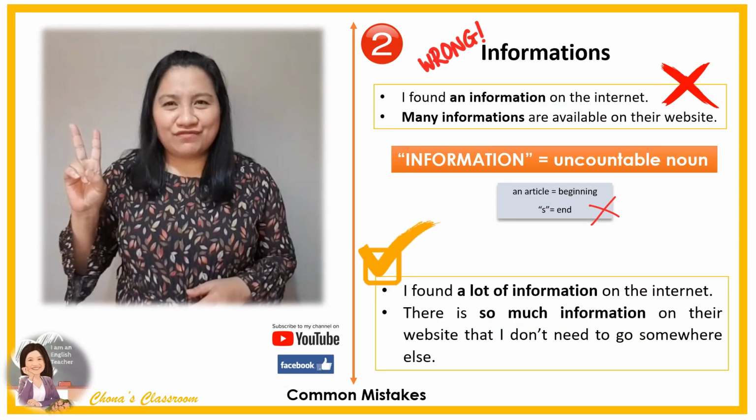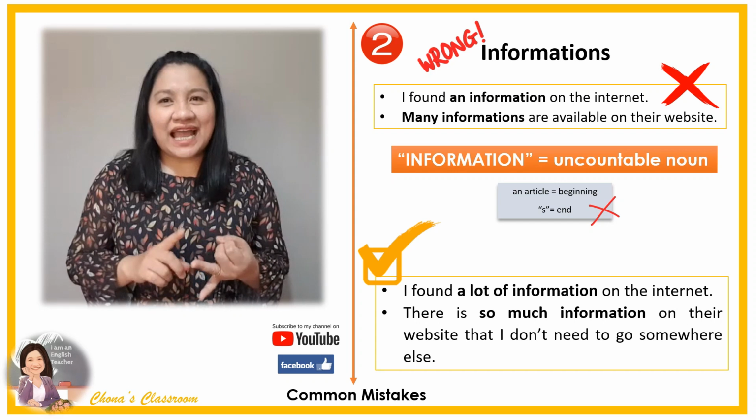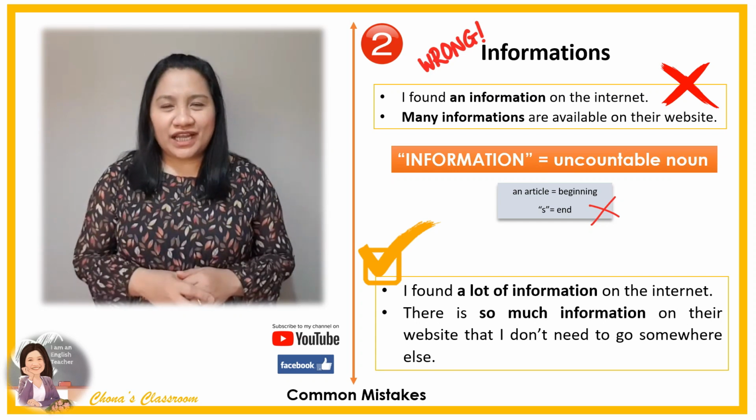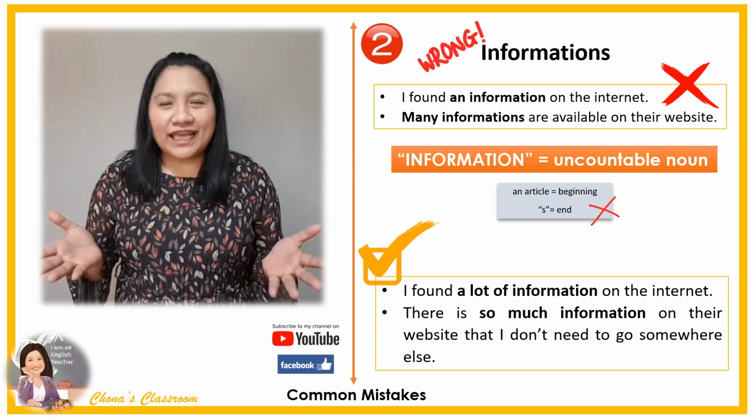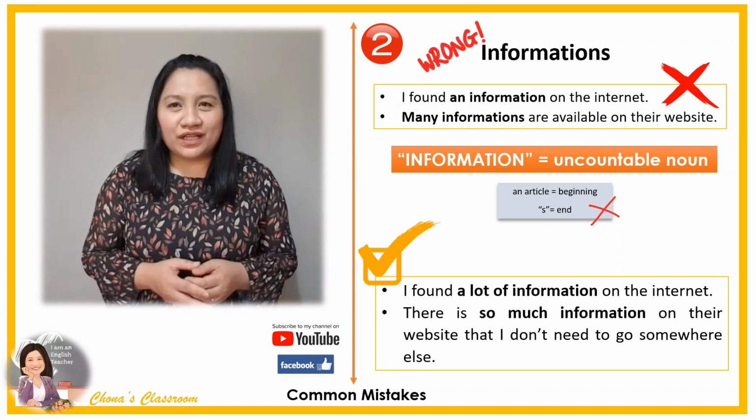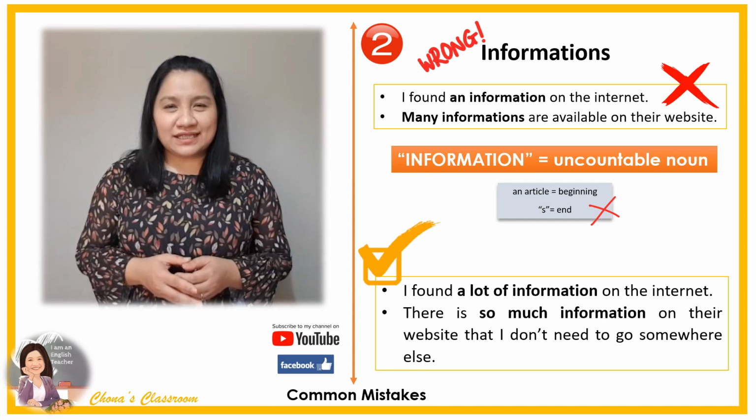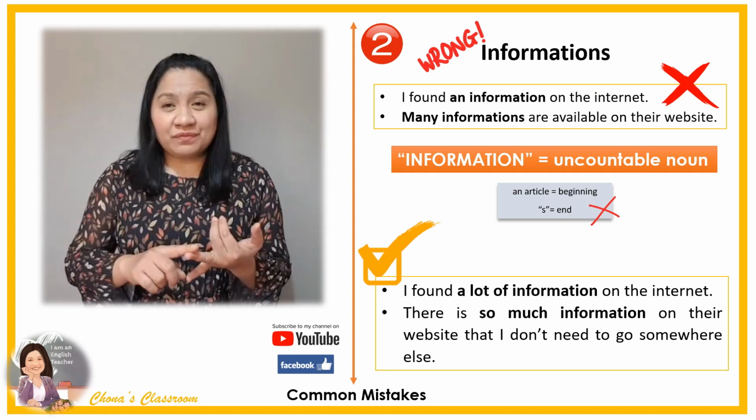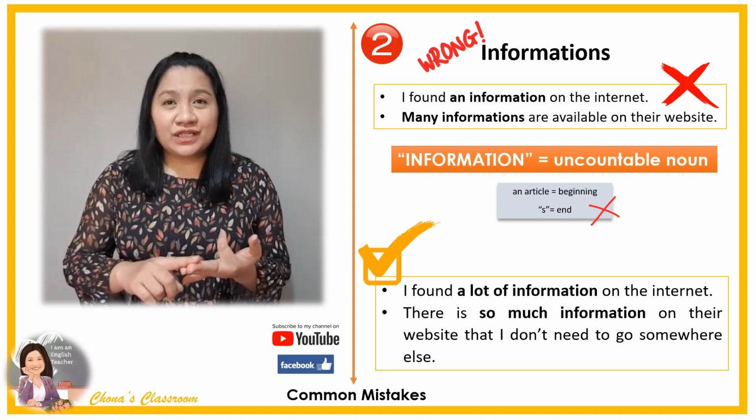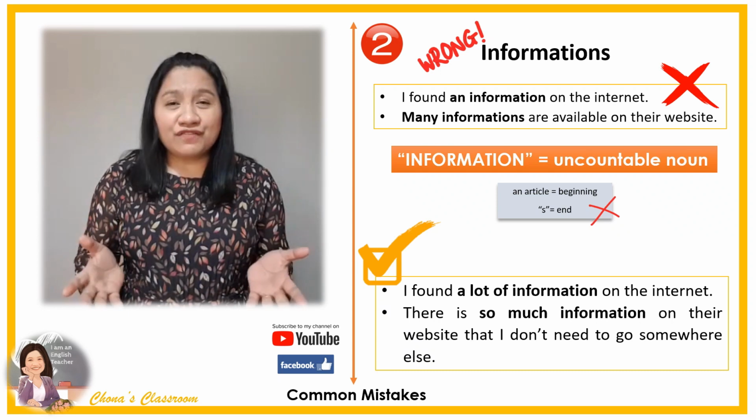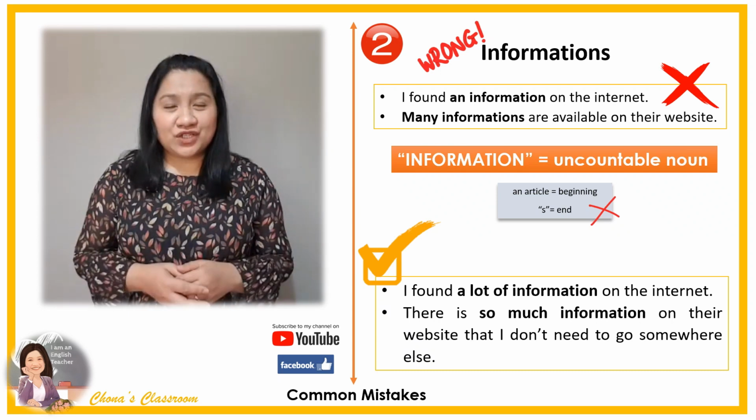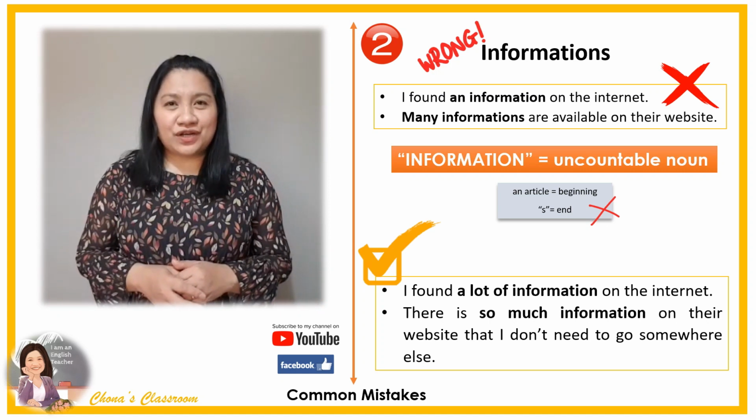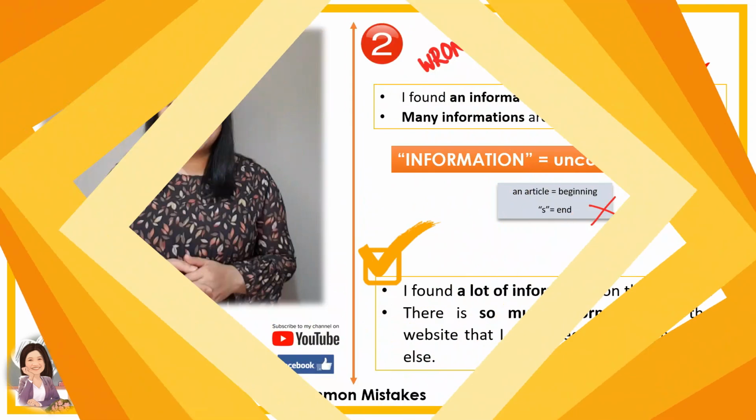Number 2 is about information. Informations, an information, many informations, all of these expressions are incorrect. Like homework, information is uncountable, so the same rule applies. The correct forms are information, a piece of information, a bit of information, some information, a lot of information, much information. For example, you can get a lot of useful information from this video.